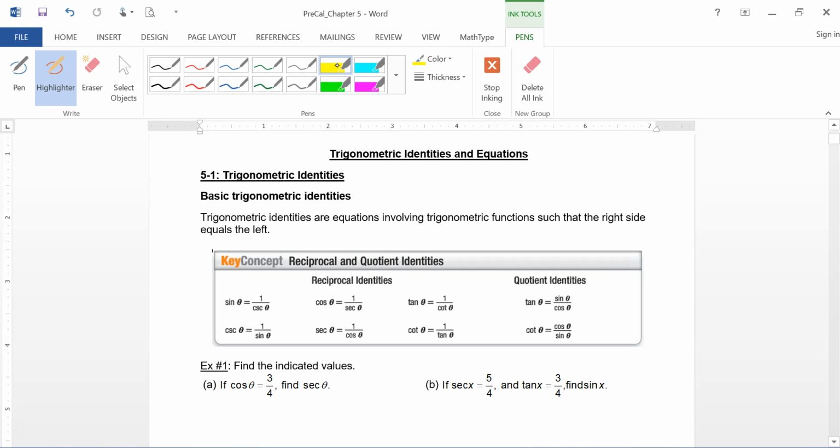So we already know about a couple, like the reciprocal identities and the quotient identities, meaning sine is 1 over cosecant, cosecant is 1 over sine, right? Secant is 1 over cosine, and vice versa. Cotangent is 1 over tan. Tangent is 1 over cotangent. These we already know. These are called the reciprocal identities because sine is 1 over something else. The quotient identities are these two, where tangent is sine over cosine, cotangent is cosine over sine.